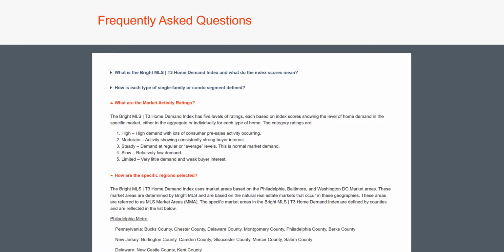So at the very top, we have high, so lots of high demand for showings, lots of pre-sale activity occurring. Moderate would be the next level down, and that's activity showing consistently strong buyer interest. Again, steady right around 100. That would be normal or average. Below that would be slow with relatively low demand, and limited being very little demand and weak buyer interest.